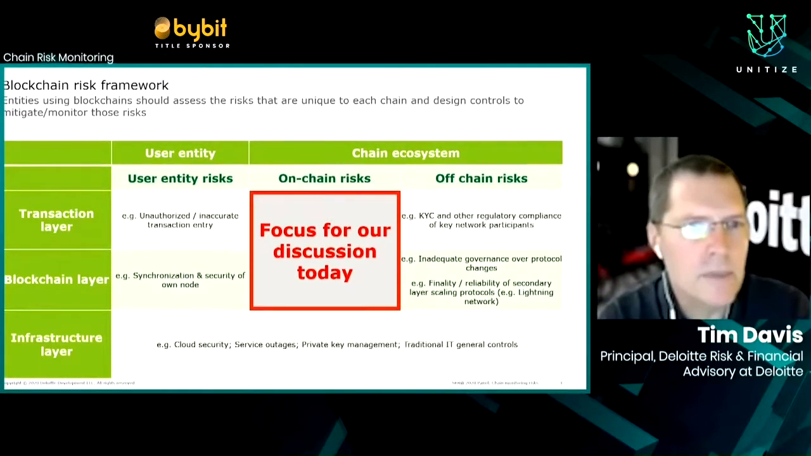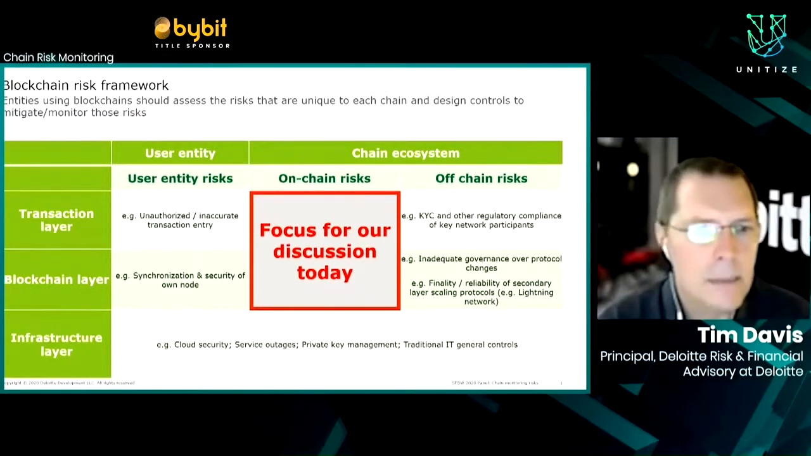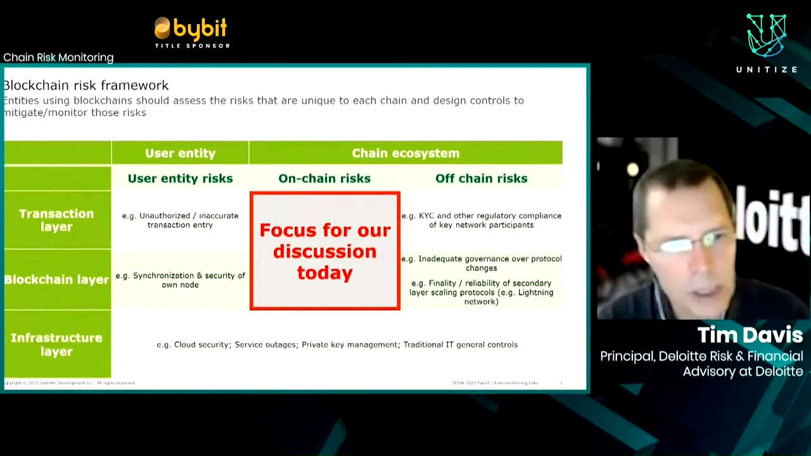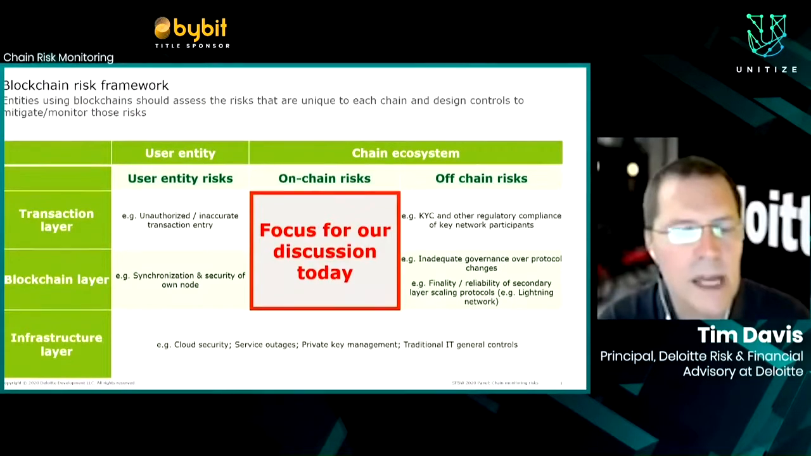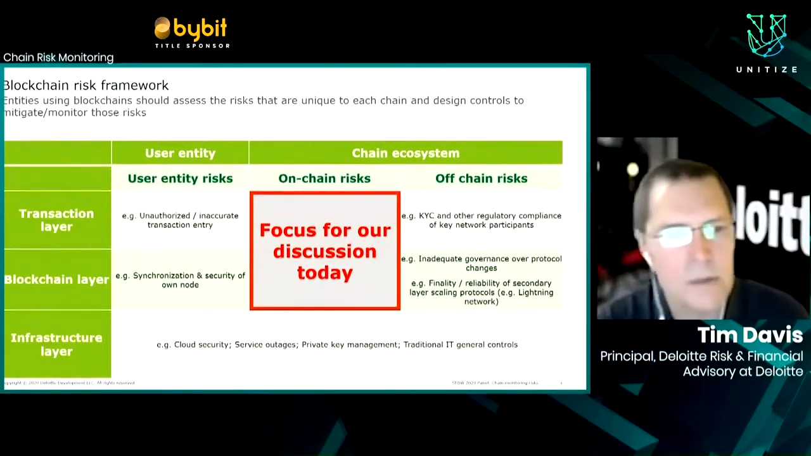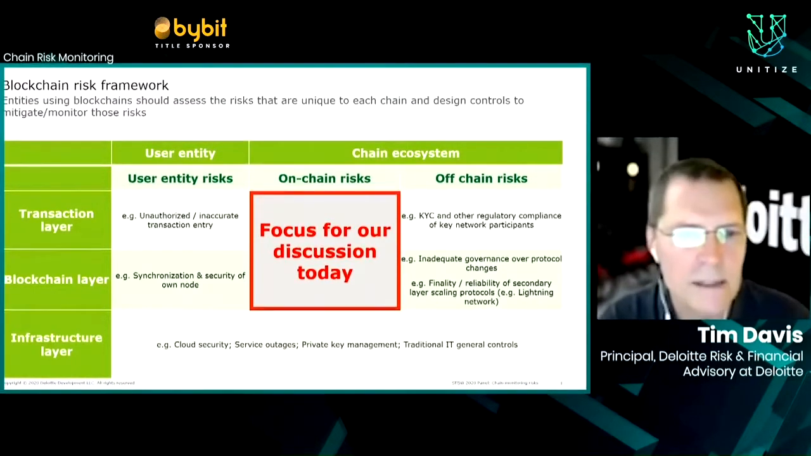So with that, up on the slide here, we've got the framing for the discussion. And let me just walk you through this. This is our view of how enterprises should be thinking about it. There's one possible way. It's a way we think is helpful in evaluating blockchain-related risks. We see three layers: the infrastructure layer, the blockchain layer that sits on that infrastructure layer, and then the transaction layer above that, which is really the individual transactions that would be on the blockchain. Each of those layers have certain dependencies, obviously, on the layer beneath them.